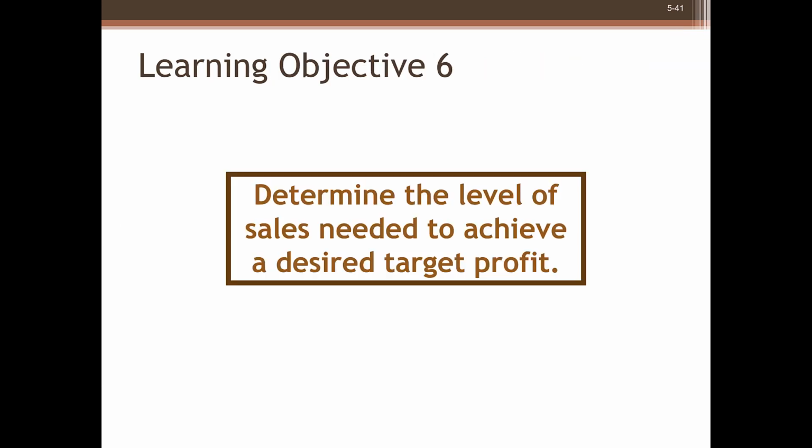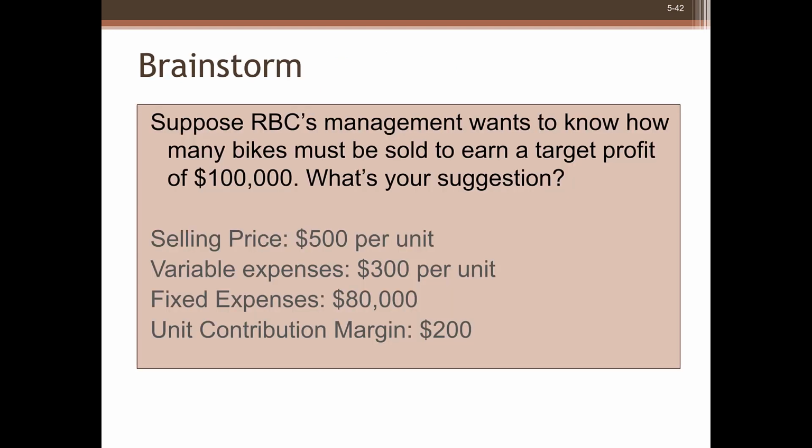Let's first take a look at learning objective 6, and then we'll go back take a look at learning objective 5. It will be more intuitive to understand. Learning objective 6 is to determine the level of sales needed to achieve a desired target profit. Let's still use RBC as an example. Suppose RBC's management wants to know how many bikes must be sold to earn target profit of $100,000. What's your suggestion?